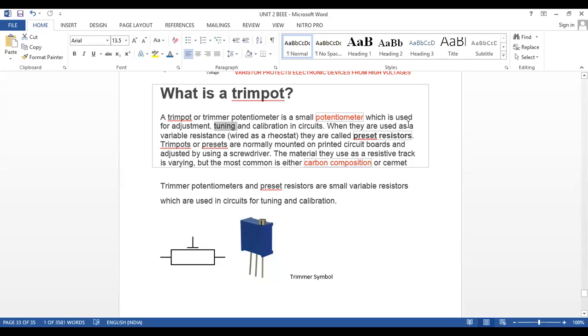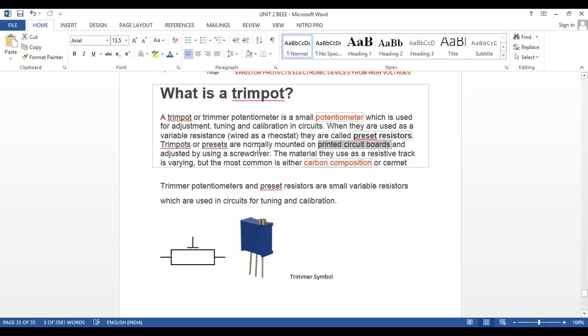When they are used as a variable resistor, they are called preset resistors, normally mounted on a PCB. PCB means, all of you, printed circuit board. If you open and see your smartphone or television, you will see the entire circuit, the green colored board, which is nothing but the printed circuit board. It is adjusted by a screwdriver. It is a variable knob. You can see your variable knob. So what is a trimmer?